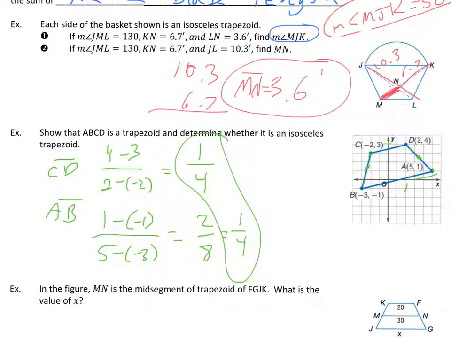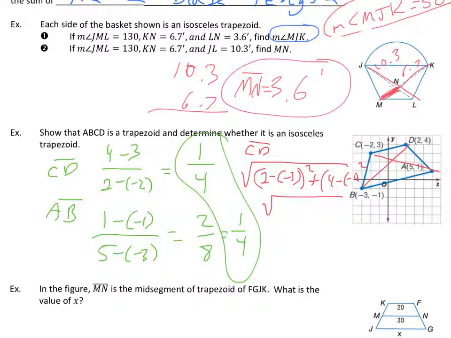Now, the other thing we need to check to see if it's isosceles is if the diagonals are congruent. Remember, if DB is congruent to CA, then this definitely is an isosceles trapezoid. So we have to do the distance formula for segment CD. I'm sorry, not CD, BD. So we're going to say 2 minus negative 3 squared plus 4 minus negative 1 squared.